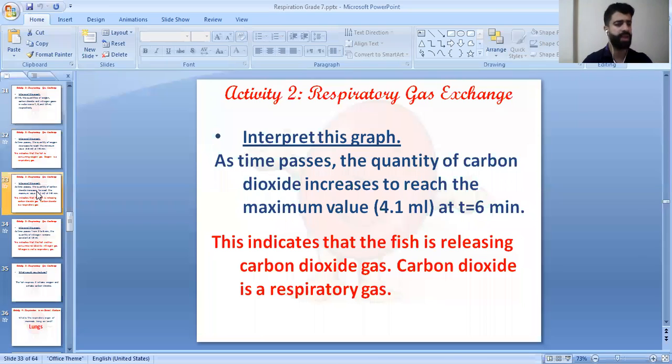This question, maybe I'm going to ask you: what will happen to the lime water in the presence of fish? You have to say the lime water becomes turbid. You have to know that oxygen is the gas consumed, while carbon dioxide is the gas released. So oxygen and carbon dioxide are respiratory gases.